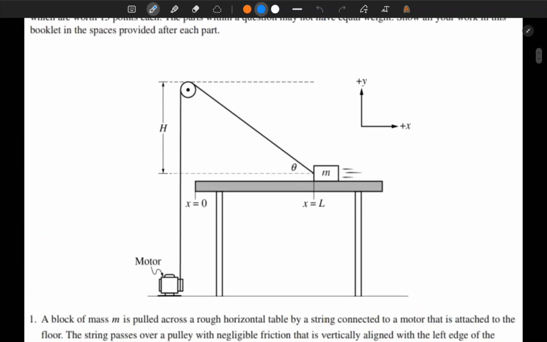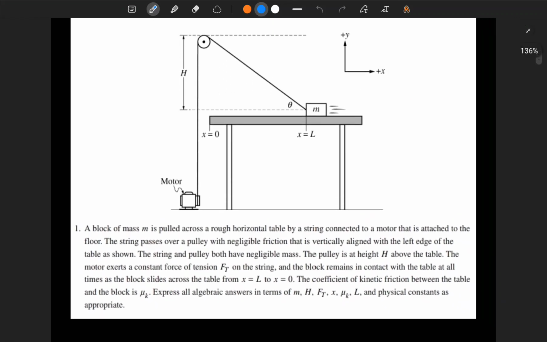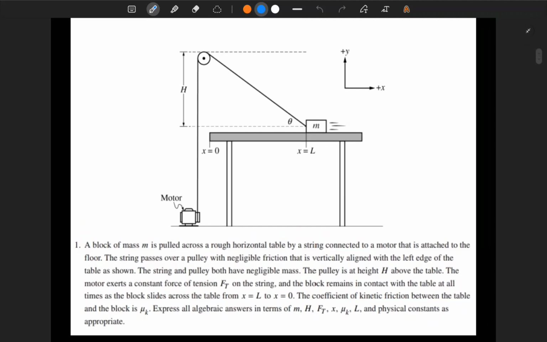To start, consider the following setup. A block of mass M is pulled across a rough horizontal table by a string connected to a motor that is attached to the floor. The string passes over a pulley with negligible friction that is vertically aligned with the left edge of the table as shown. The string and pulley both have negligible mass. The pulley is at height h above the table.